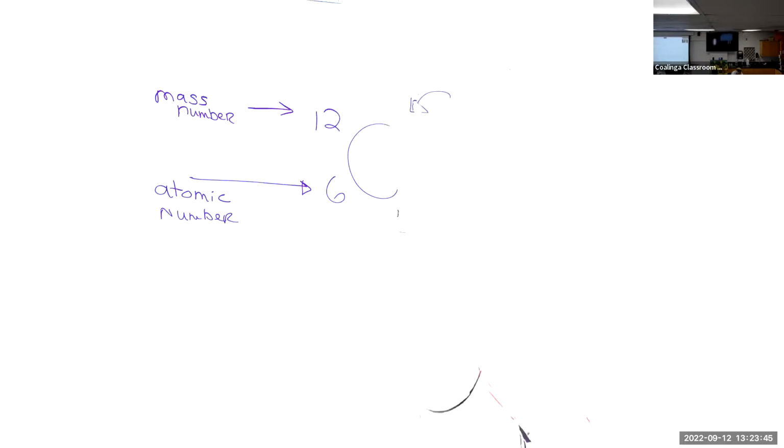Okay, so when we write the nuclear symbol for a compound, the top number here represents the mass number. The bottom number here represents the atomic number. And then if you have a number here and a charge, this represents the charge. Okay.